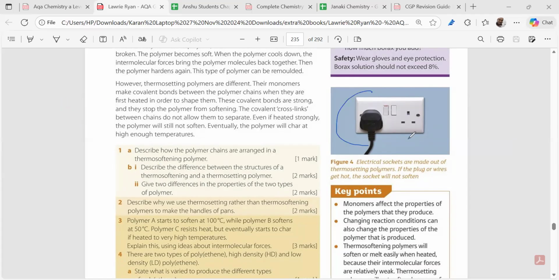Is it clear? So we are taking a thermosetting polymer. See, this is thermosetting, right? When it gets heated up, does it melt? It does not melt. So this is an example of a thermosetting polymer we are using.